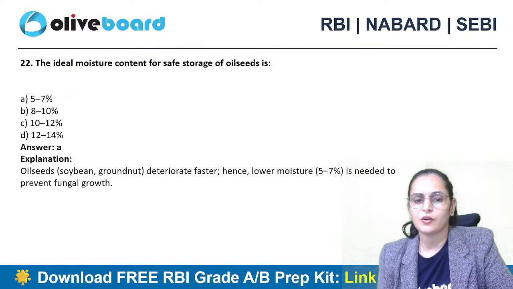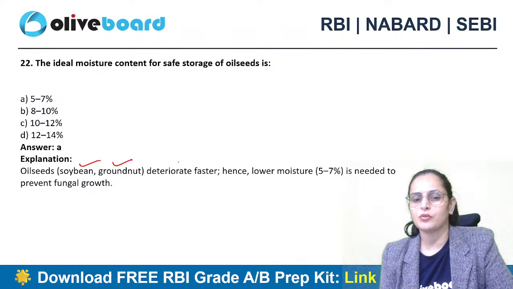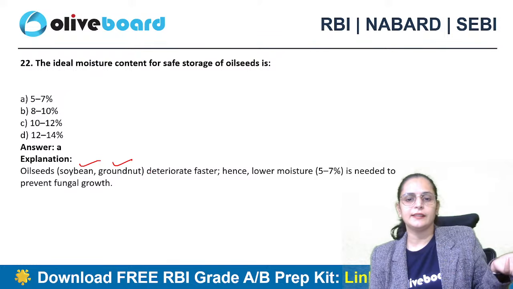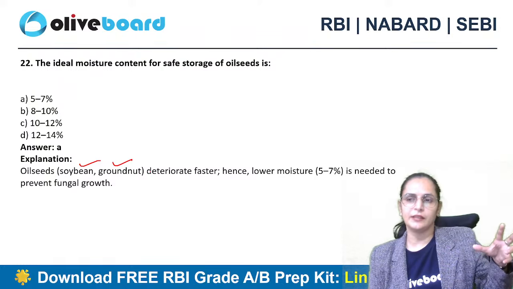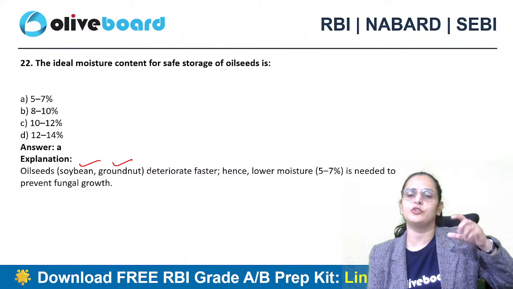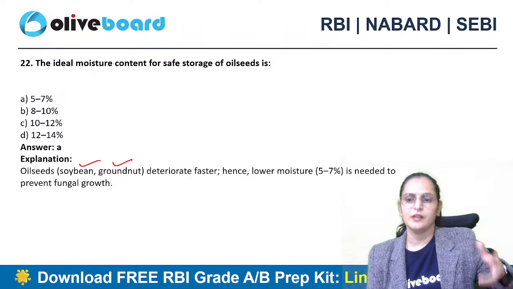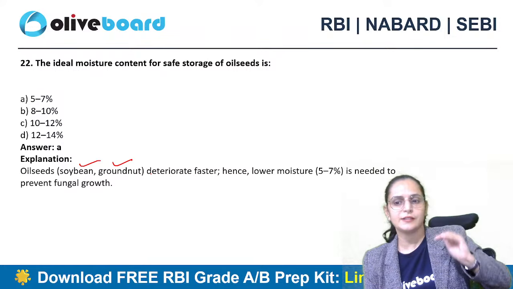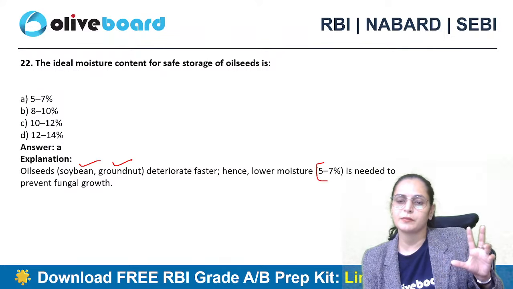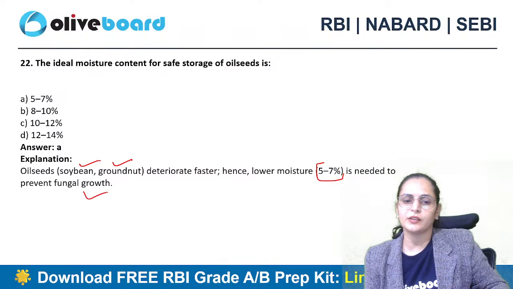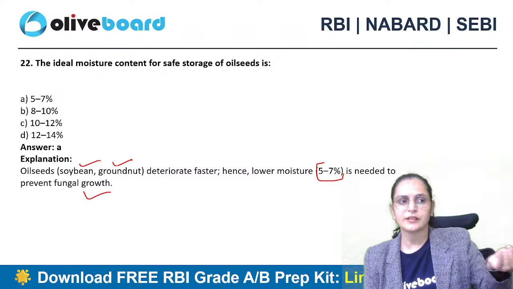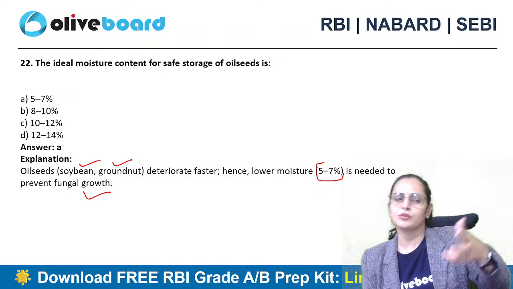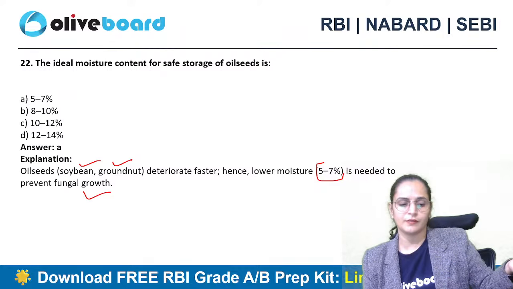You can see here, oil seeds include soya bean and groundnuts, because they have a high oil content in them. If the moisture content in them is also high, they will deteriorate so fast. So you need to reduce the moisture content to as low a level as you can, which should be 5 to 7%, so that no fungal growth will occur. You might have seen the groundnuts at your home also. If they are somewhat wet and you are storing them, they will have fungus infestation very quickly.